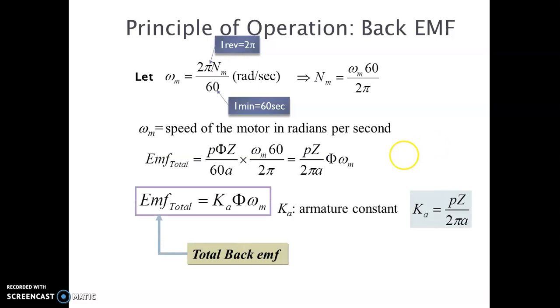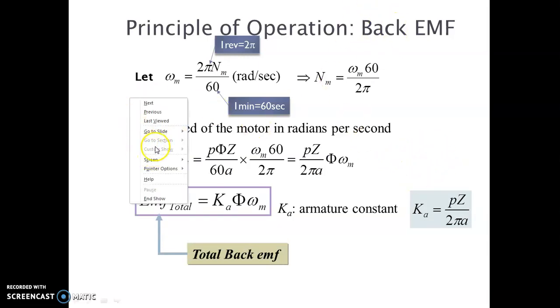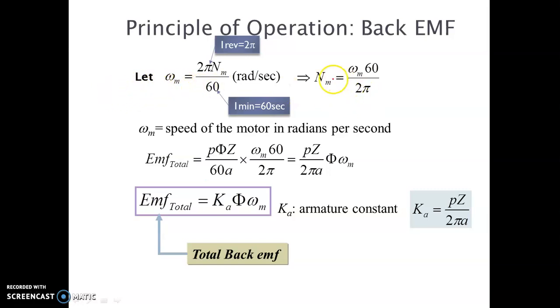Now this relation can also be written in terms of angular speed omega. You can see this very easily. How can we convert Nm into angular speed? So let us see the relation between Nm and omega. What is Nm? It is in RPM, revolution per minute. Suppose Nm is given as 1000 RPM.